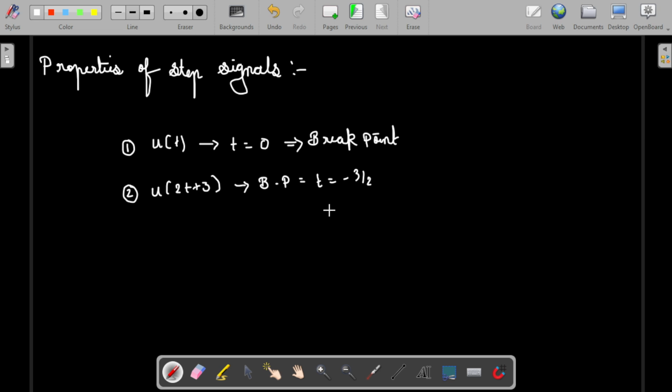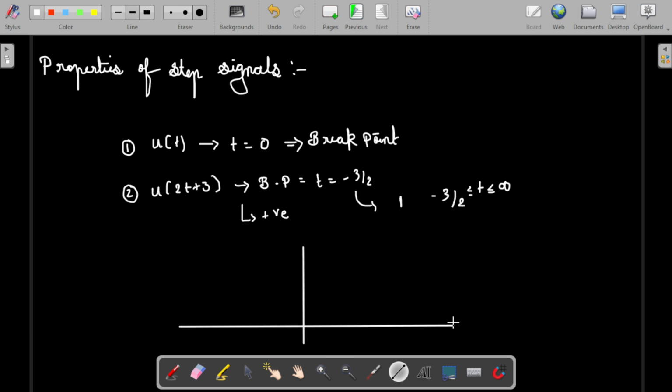So it will be 0 over the interval before the breakpoint, and it will be 1 over the interval minus 3 by 2 to infinity. The reason is that we take the condition where the t value is positive. That's why we are taking the condition like this. How this graph will look like is very important. Please try to understand the things.